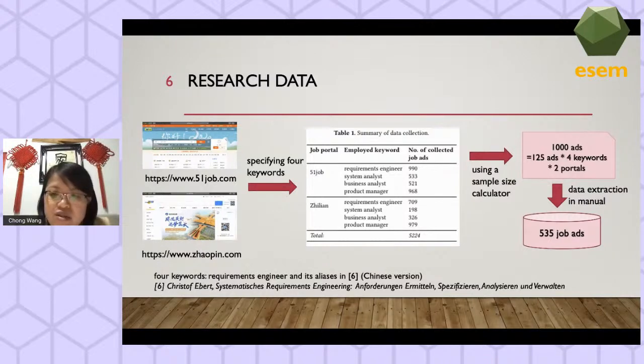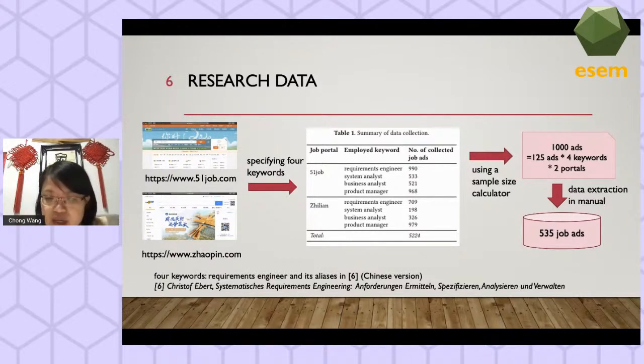To investigate the demands of RE roles in China's job market, we chose two of the largest and most popular job search portals as the pool for our exploration. We used the term requirements engineer and its three aliases as the four keywords to conduct an automatic search of RE-related job ads in these two portals. The search returned a total of 5,224 job ads.